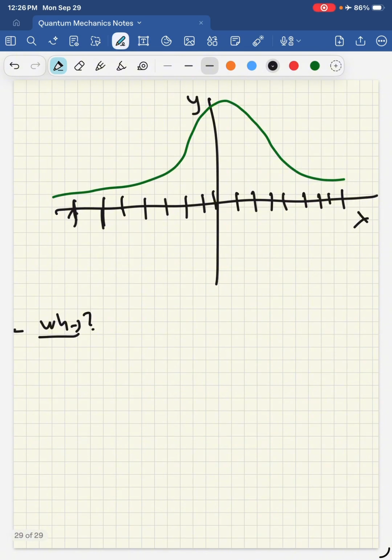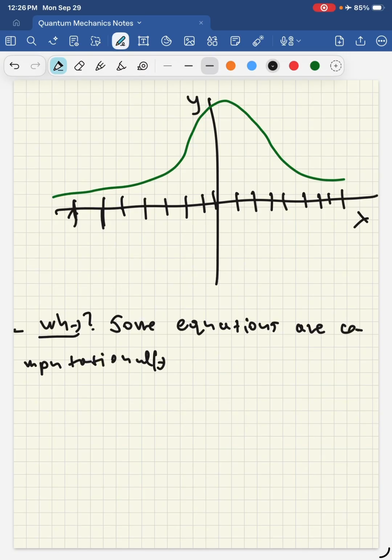So the reason is some equations are computationally expensive. What does computationally expensive mean? It might mean that it might take weeks to solve. It might take lots of resources, like you might need a supercomputer, GPUs, a computer cluster, something like that, something that costs money and time, money or time or both, okay?